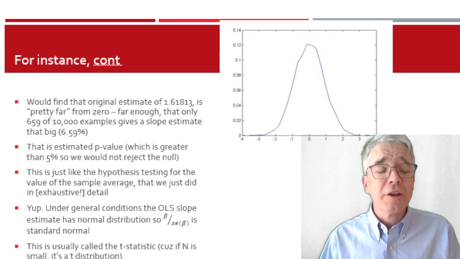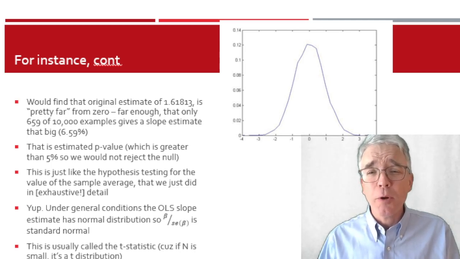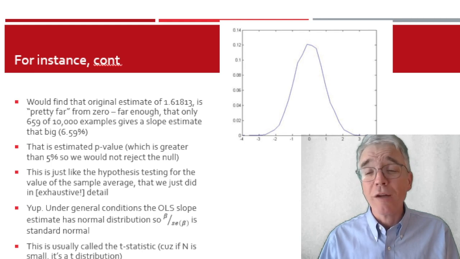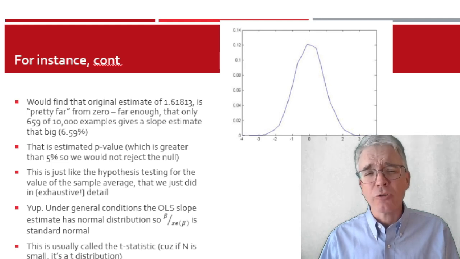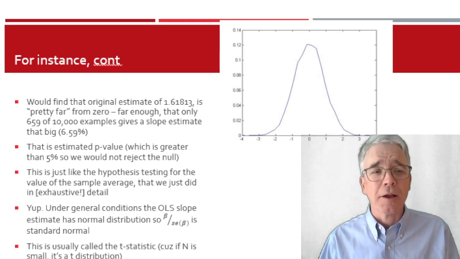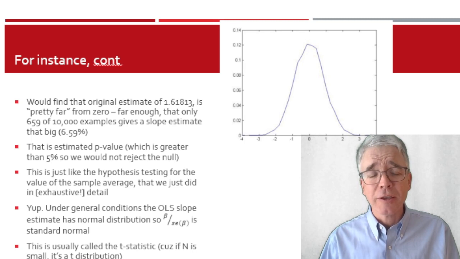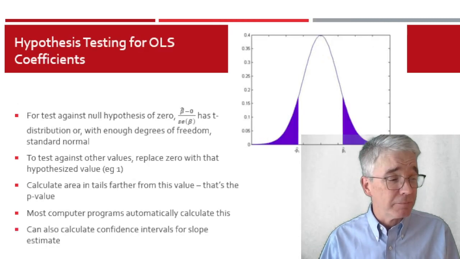Under a pretty general set of conditions, the OLS slope coefficient has a normal distribution. So the estimate of beta divided by the standard error of beta is going to have a standard normal distribution. We often call that the t-stat or the t-statistic, because if n is small, then it's a t-distribution, but in most cases that we're going to be working on, we'll have a lot of observations and it'll have a standard normal distribution. But it's still called a t-stat.